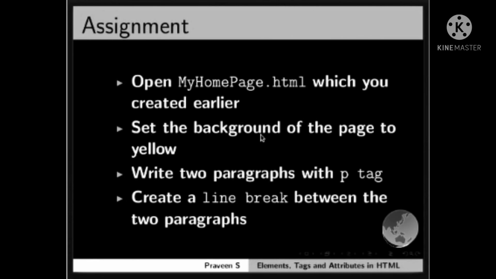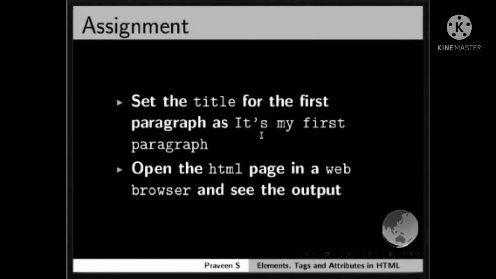As an assignment, open the file myhomepage.html which you created in an earlier assignment. Set the background of the page to yellow. Write 2 paragraphs with the p tag. Create a line break between the 2 paragraphs. Set the title for the first paragraph as "It's my first paragraph." Open the HTML page in a web browser and see the output.